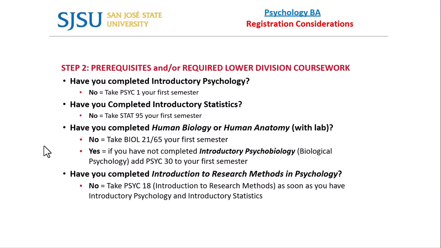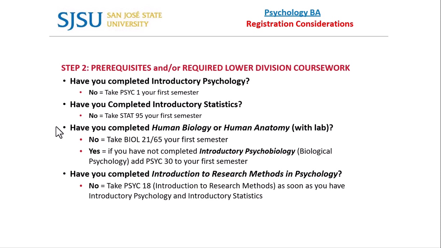This is the one that many students may not have completed yet, and that is our human biology or human anatomy course with a lab. At San Jose State, that's either Biology 21 or Biology 65 with a lab. If you've taken other biology courses that are not human biology or human anatomy, or if you have not had a lab with your biology course, then you have not yet fulfilled that requirement.